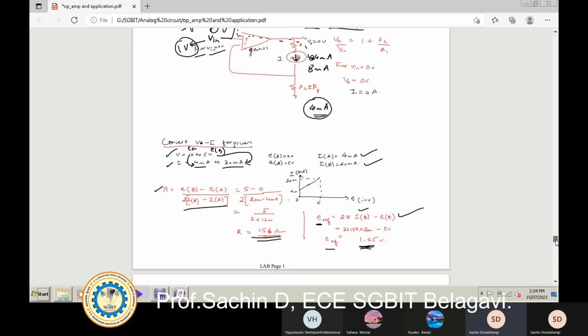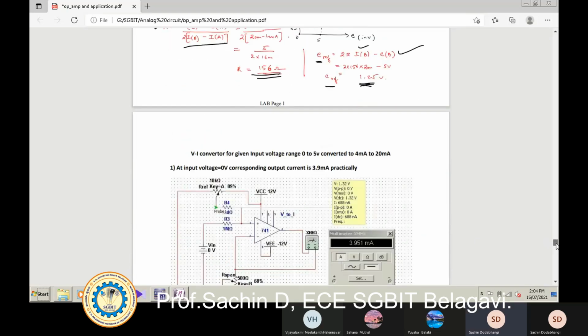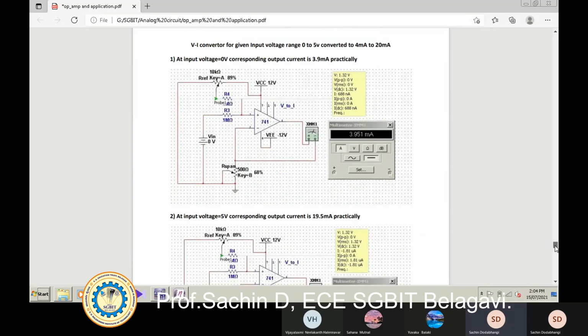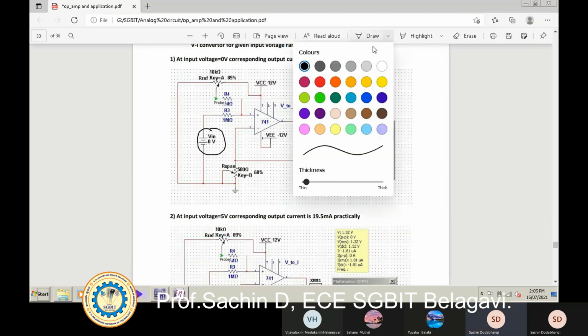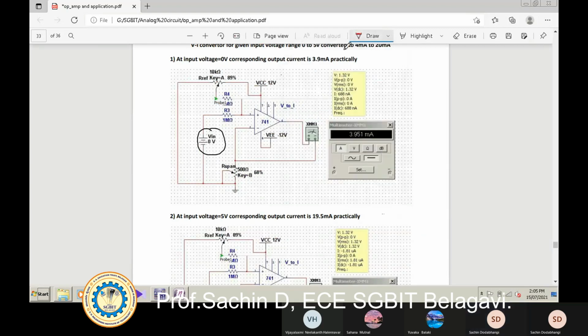So how do we get this 1.25? Again, see here, I've done it in Multisim. You can see in the diagram, if you zoom it, here R3. What is the input voltage applied here? Input voltage applied is 0 volt. Here you can see the probe, the green color probe. These probe readings are given here.